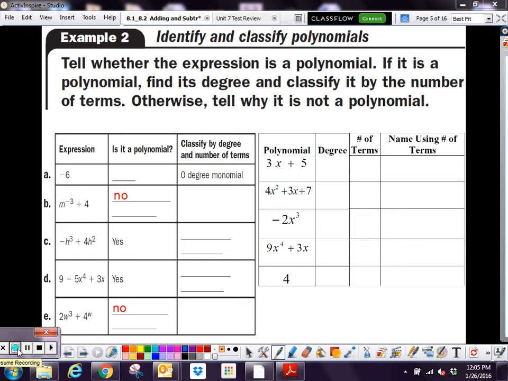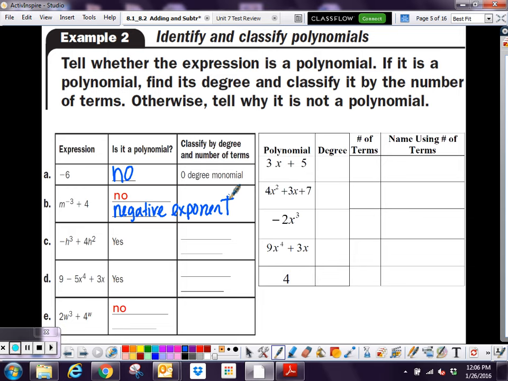So here we go. We're going to start with negative 6, and we're going to ask, is it a polynomial? No, this isn't. This is a monomial, but because it's just one term, it can't be considered poly, because poly means many. Okay, B, m to the negative 3 plus 4. This is actually not a polynomial, and what I want you to write down is, it already says no, but I want you to say because it has a negative exponent. Negative exponent. Okay, if it has a negative exponent, it is not considered to be a polynomial.